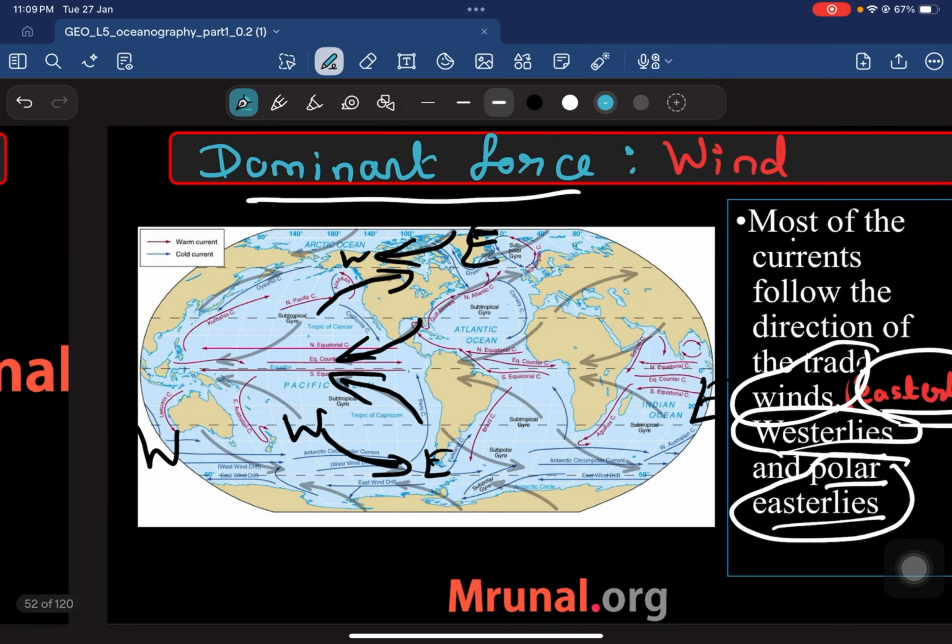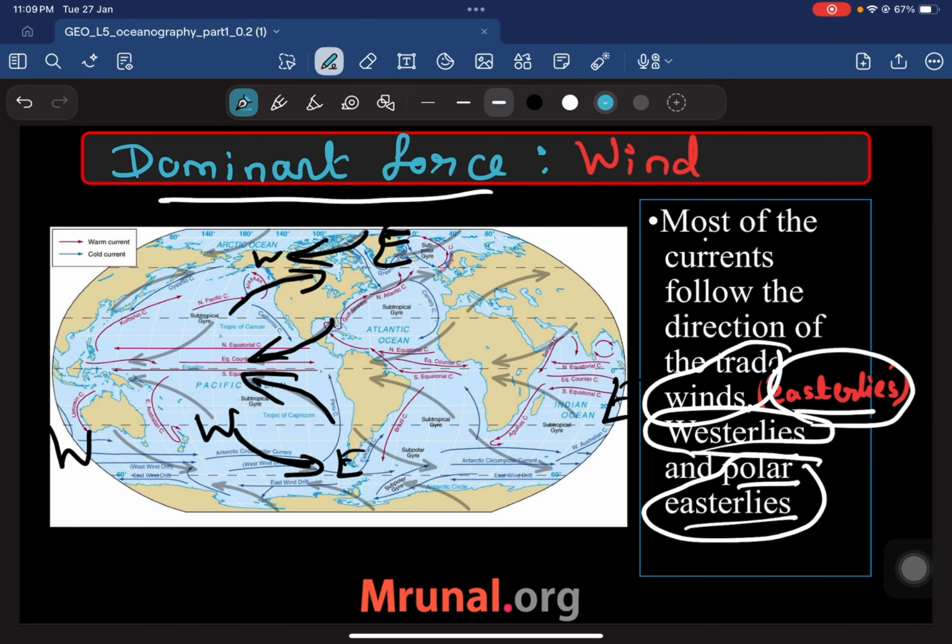First one is wind. How is wind going to affect? How these easterlies and westerlies are created, I will discuss in a different video. As of now, just have a brief note about wind. These winds will affect ocean currents through easterlies and westerlies.